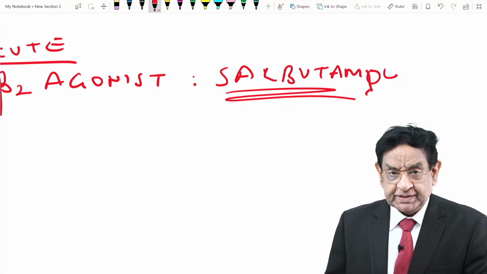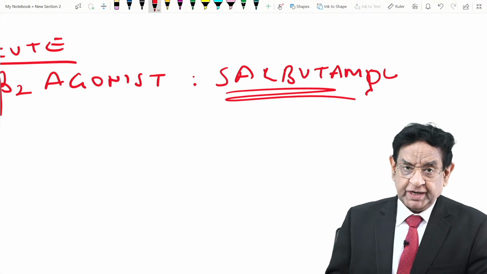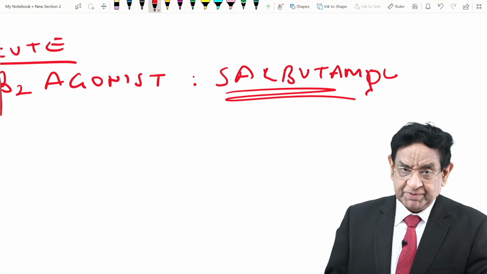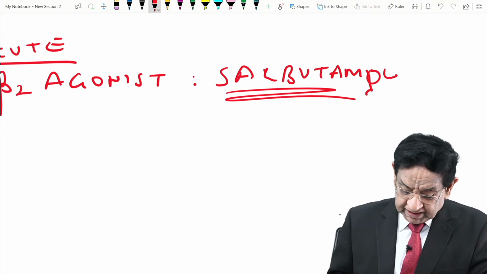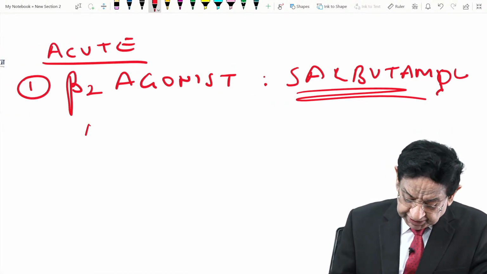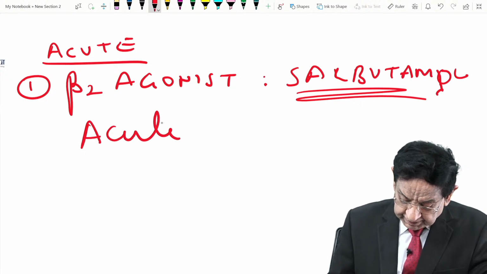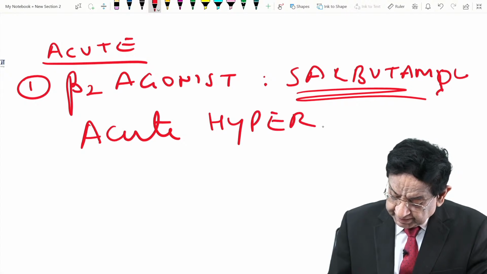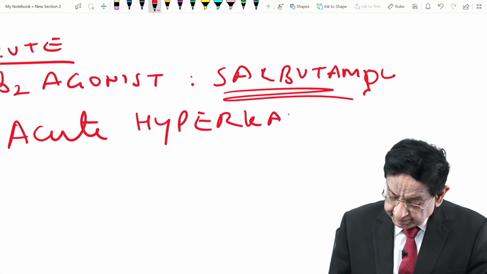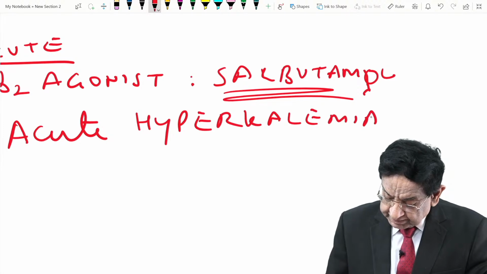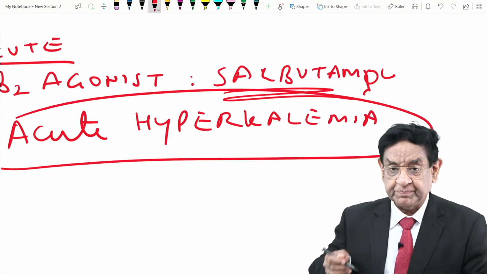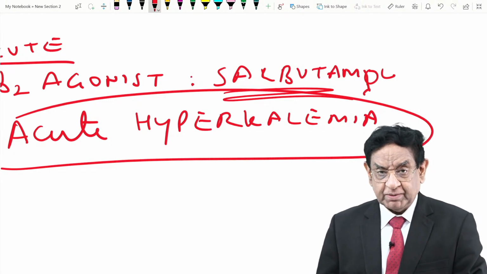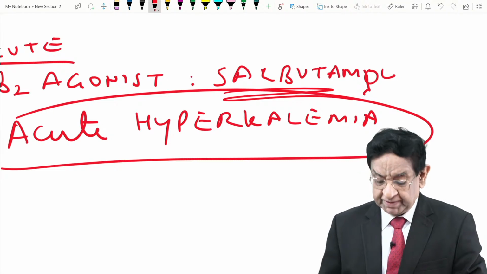And a very important question, it is used in which other condition? Quickly write down the answer. In which other condition is salbutamol used? Well, the answer is we also use it in acute hyperkalemia, in the treatment of acute hyperkalemia. This is a rank number 1 question. Rank number 1 getting question is this, salbutamol is used in the treatment of acute hyperkalemia.